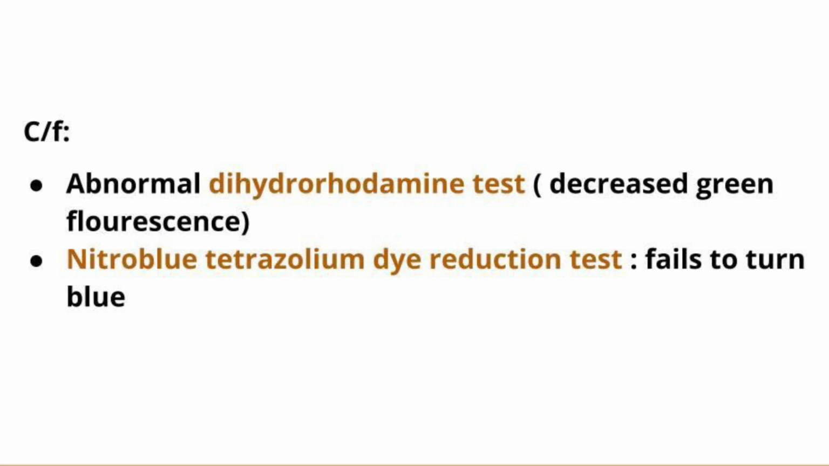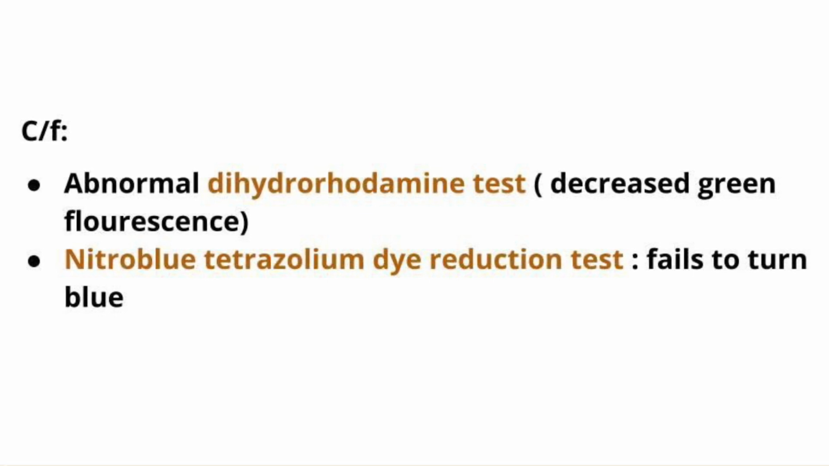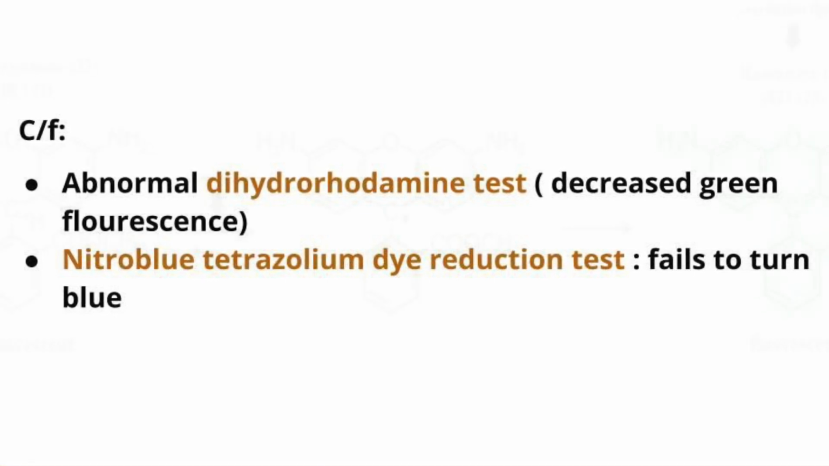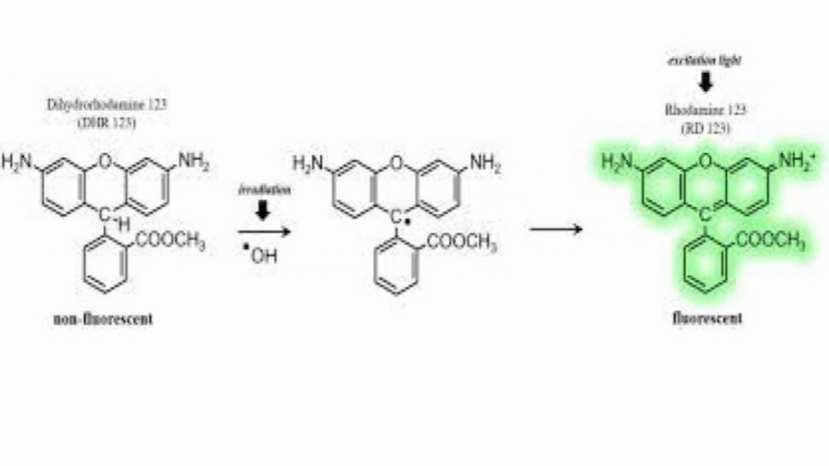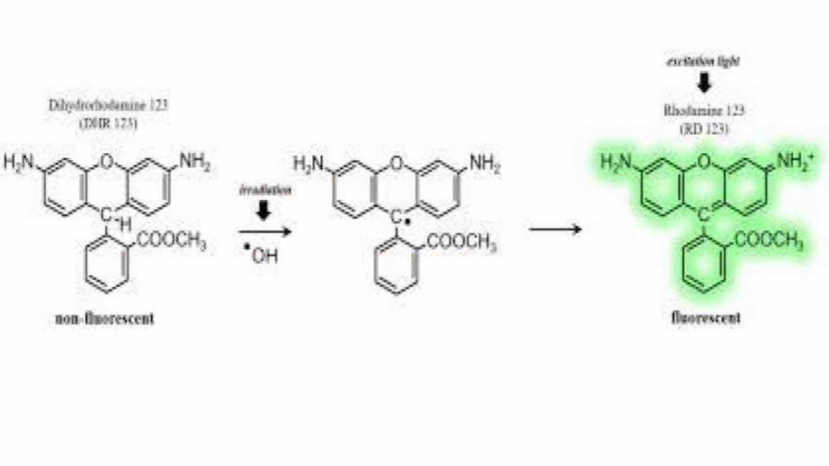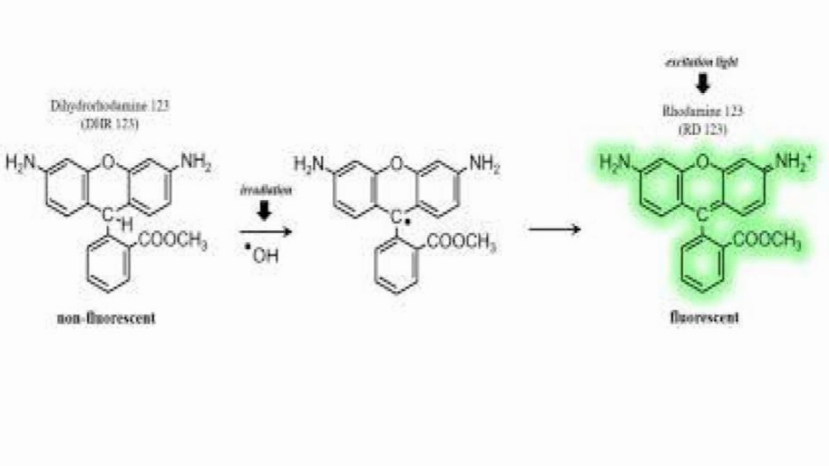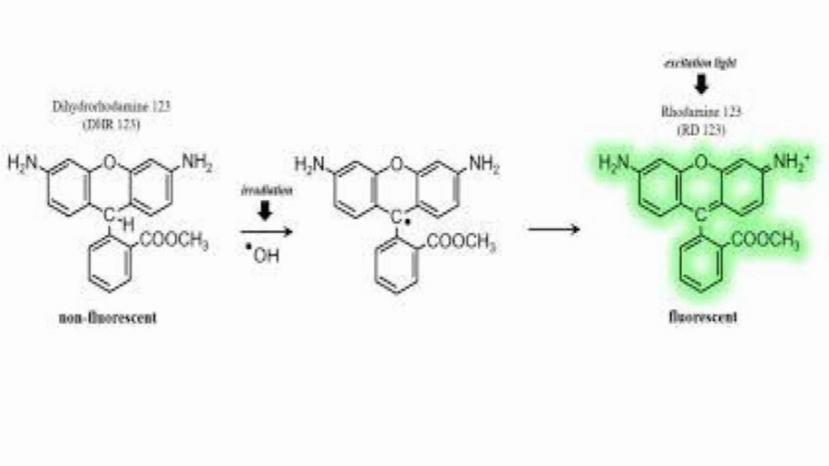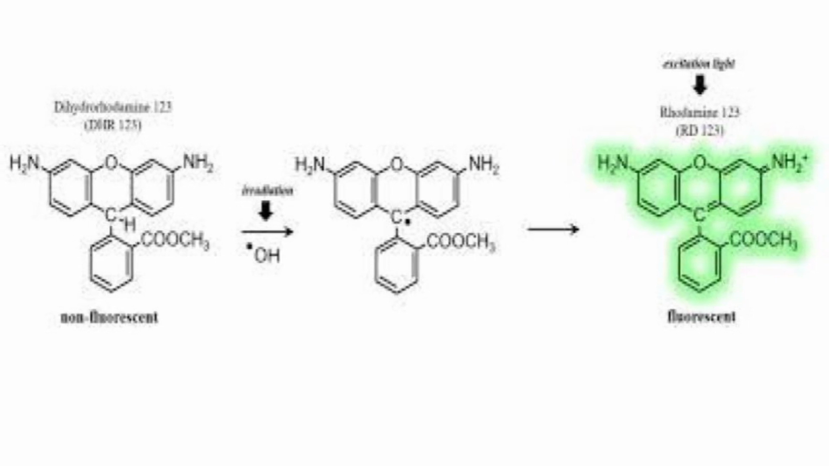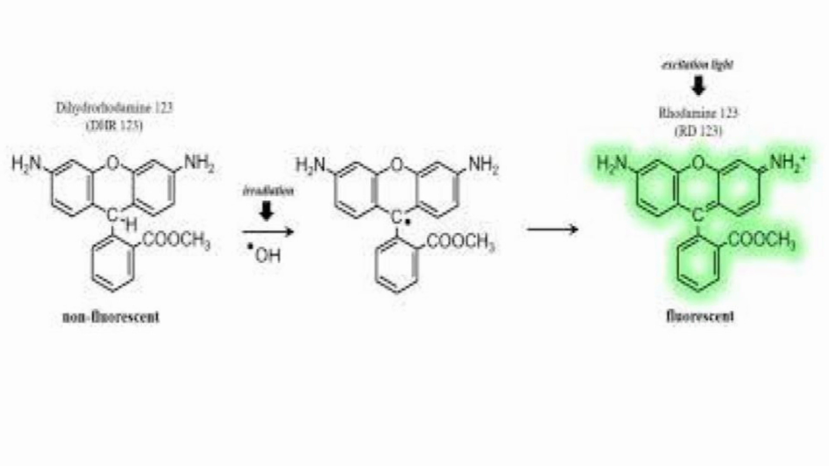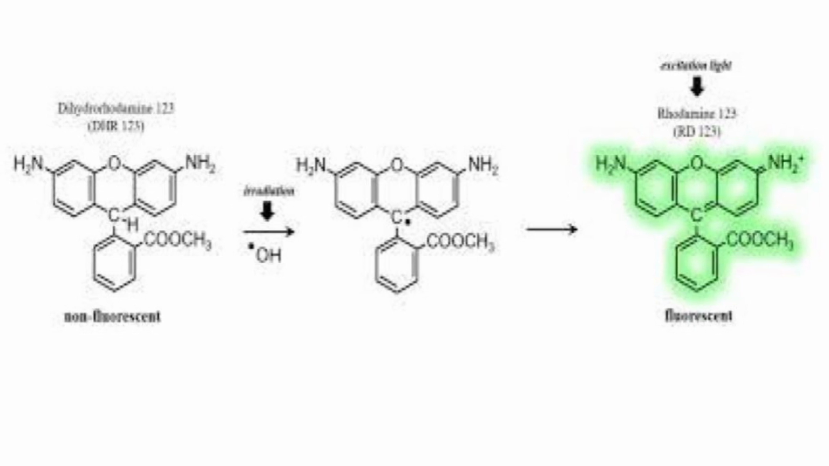The dihydrorhodamine 123 dye, which is non-fluorescent, on reduction is converted to rhodamine 123, which gives green fluorescence. In chronic granulomatous diseases, because of the NADPH defect, this green fluorescence will not be seen as much as with a normal person.